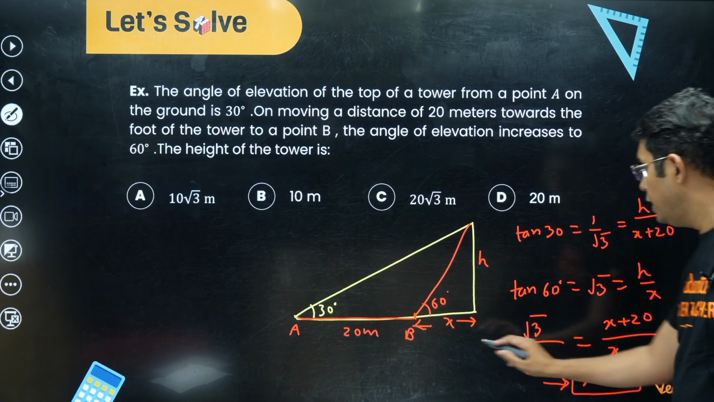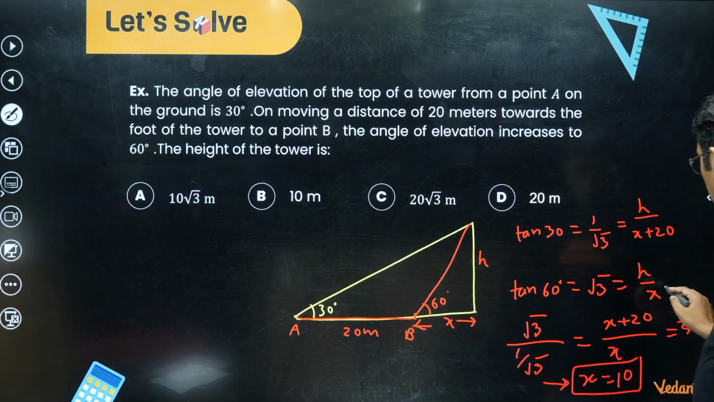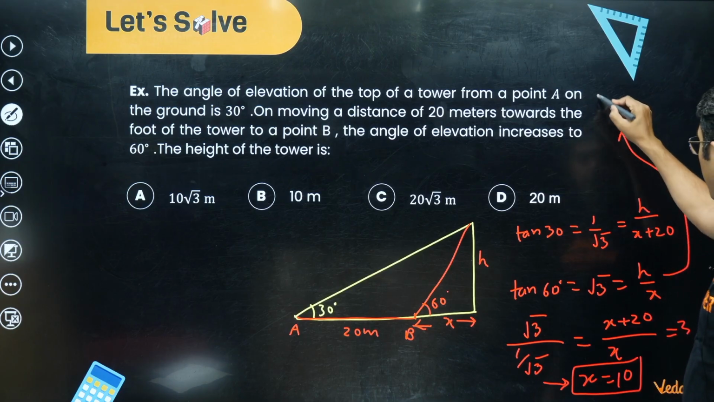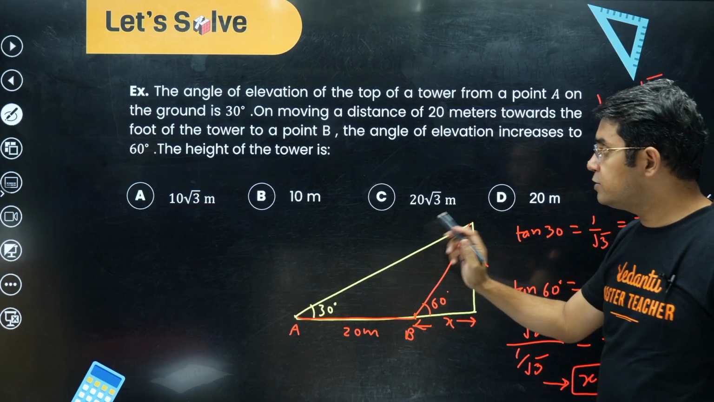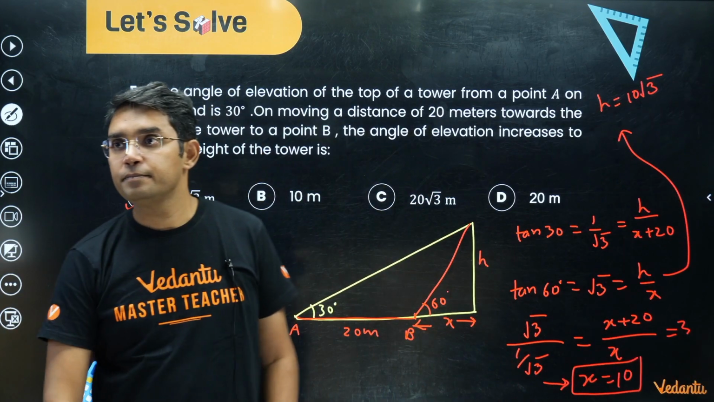X gives you 10, and if x is 10, from here we can find h is equal to 10 root 3. So the answer for this will be A, 10 root 3.